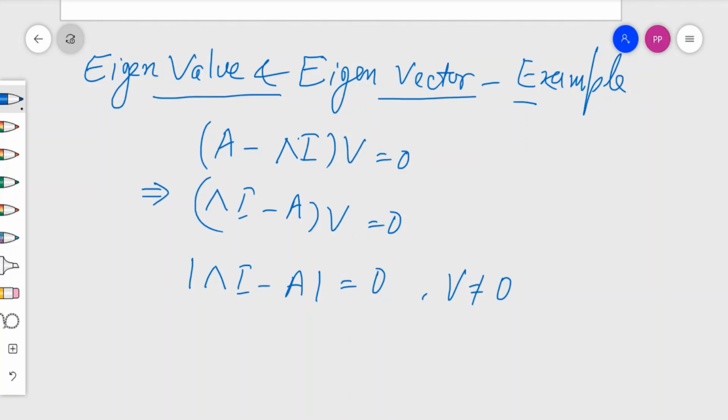So let us take the example of matrix A with 0 1 0 as the first row, 3 0 2 as the second row, and minus 12, minus 7, minus 6 as the third row.